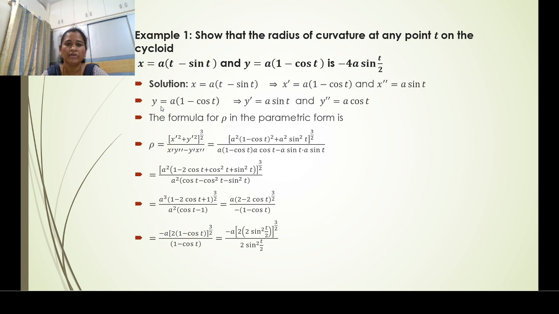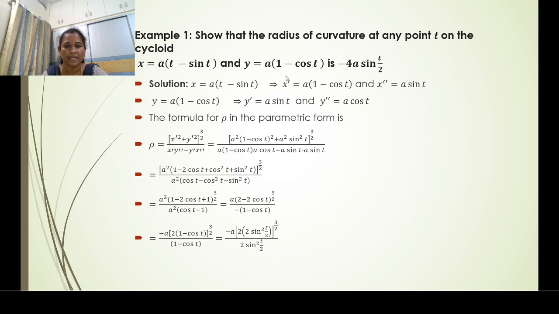Okay, then we move on to one more parametric equation, y is equal to a into 1 minus cos t. Then y dash, y prime: a is the constant, 1 is constant, the derivative of a constant is 0, minus cos t gives sin t. Then differentiate this function again, y double dash is equal to a, again the derivative of sin t is cos t. The formula for rho in the parametric form.